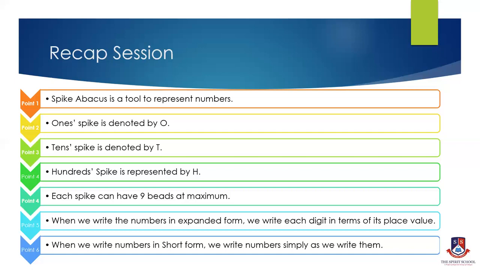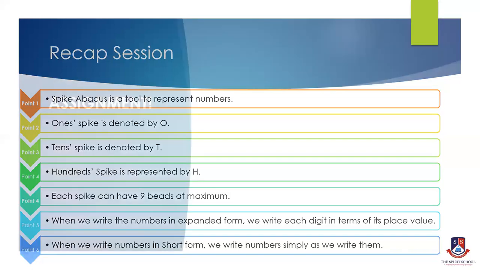The other point which we have learned in today's lesson is that we can write a number in expanded form, and expanded form is of two types. You can write a number in expanded form using the digits, or you can write the expanded form using the words. And when you are asked to write a number in the short form, you can just simply write the number, and that is the short form of the number. So that was all from today's lesson.